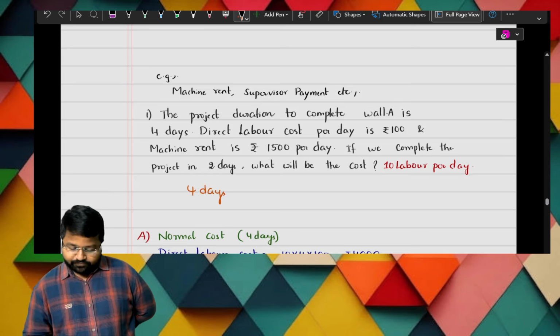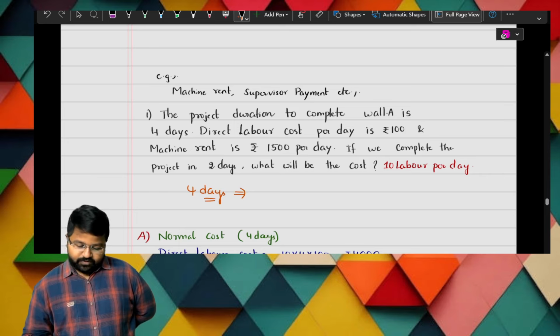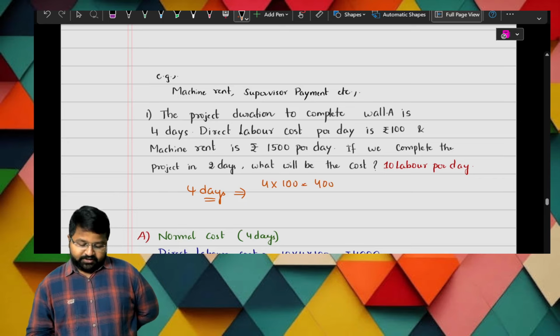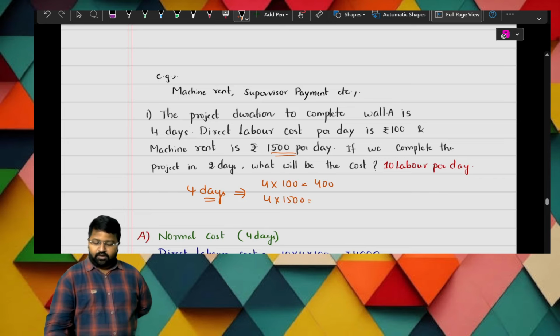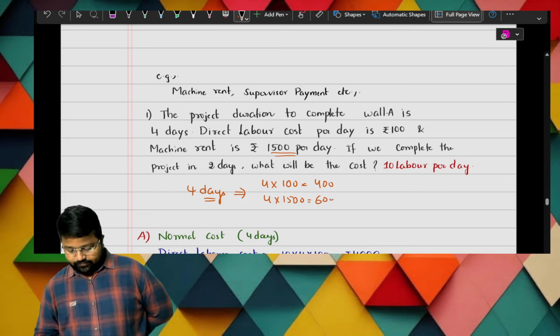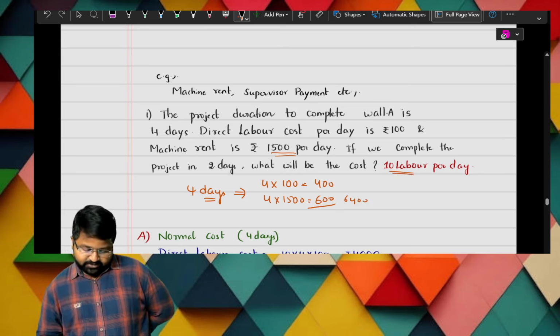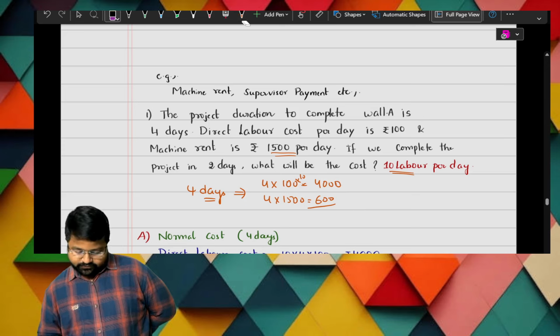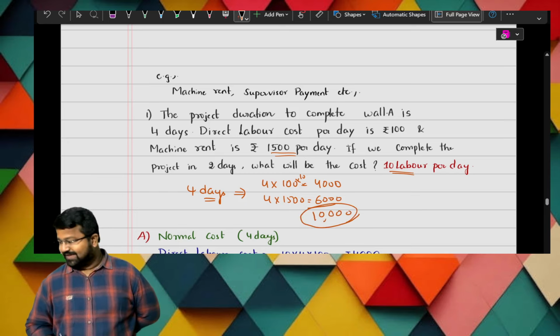I'm writing now. For 4 days, 4 into 100 per day, that is 400. Next, machine rent 1500 per day, so 4 into 1500 is 6000. So 6000 plus 400 is 6400. And we have 10 labors per day, so we multiply by 10. So our cost to do the project is 10,000.